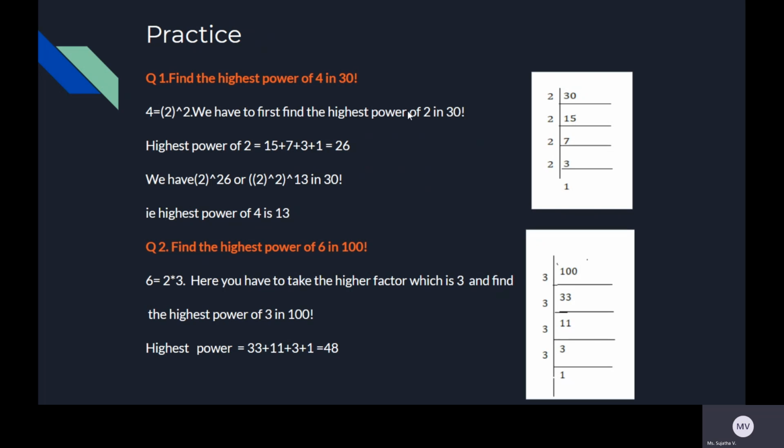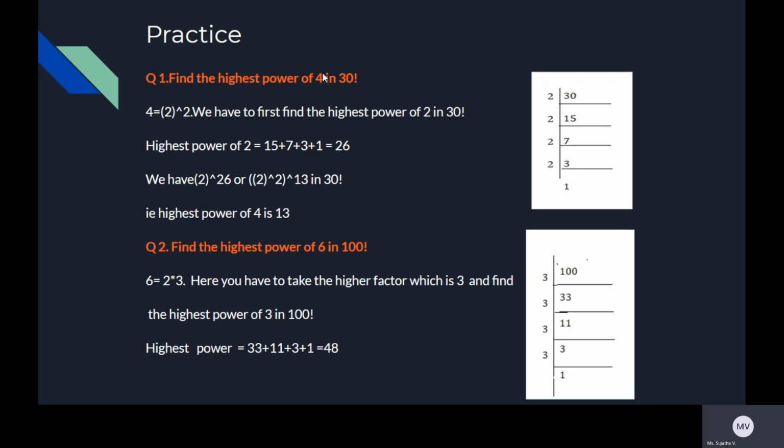Now here we have a question. Highest power of 4 in 30 factorial. So 4 is a composite number. It is no longer a prime number. But we cannot do a composite number directly. The answer will not be correct. If you try to do the method that I told you with 4, that will not give me the correct answer, because 4 is a composite number. It will not give me all the multiples of 4.